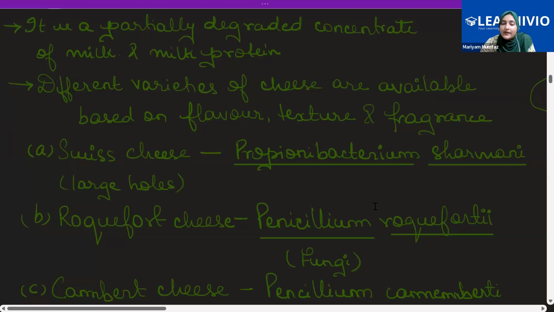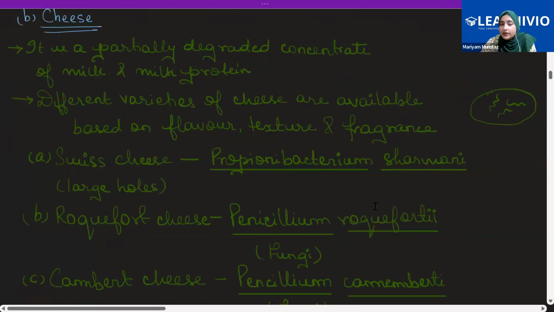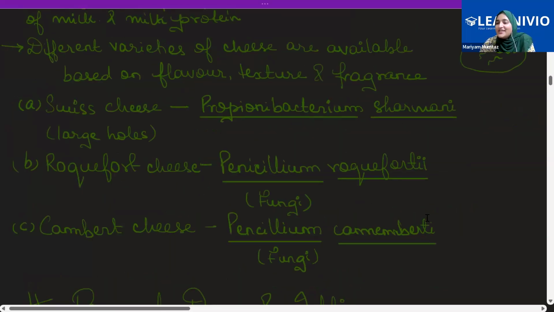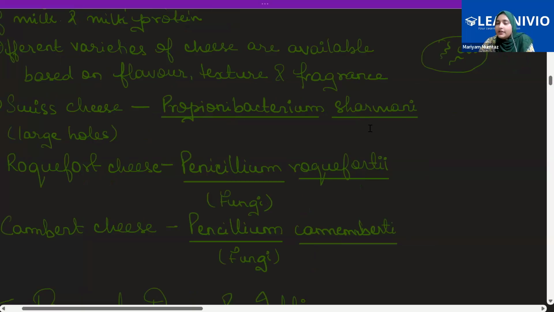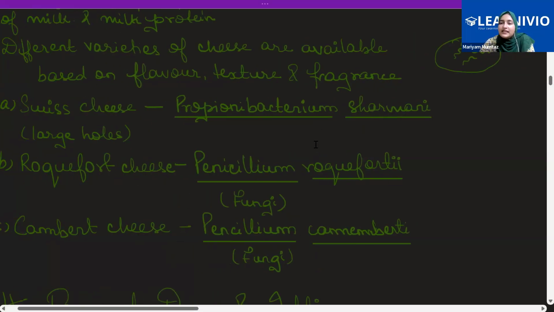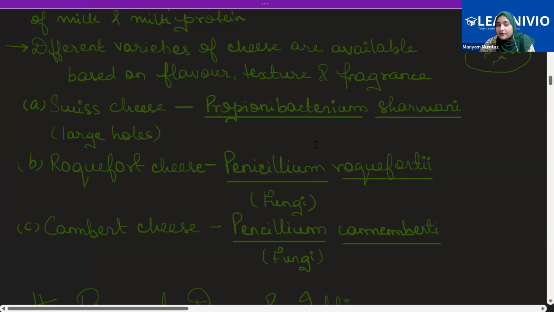So the few examples that are there in your book. There is Swiss cheese. Have you seen that classic cheese picture, the Tom and Jerry cheese, the one that has big holes in it and is like a triangle? That is your Swiss cheese, which is made by the bacterium called Propionibacterium shermanii. This is the bacterium responsible for the formation of Swiss cheese.